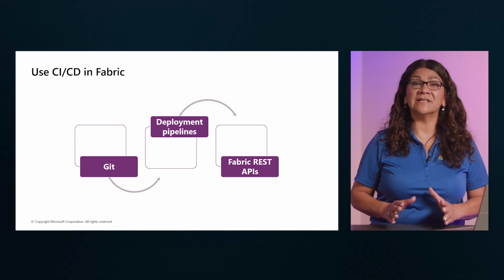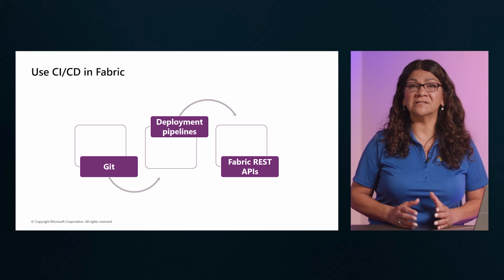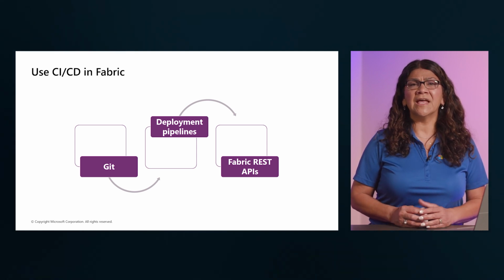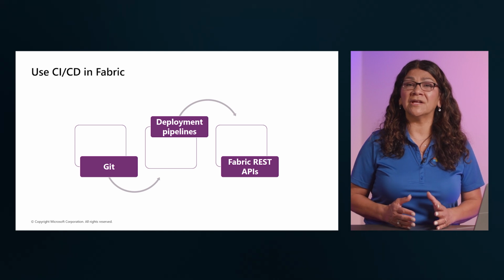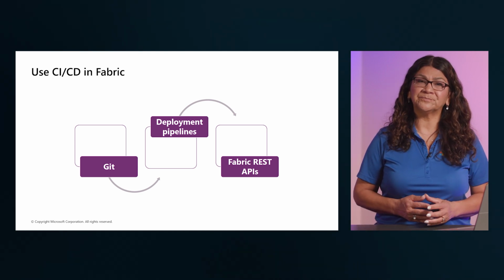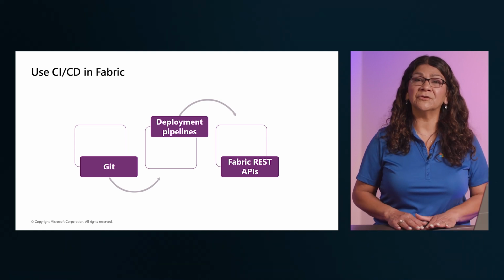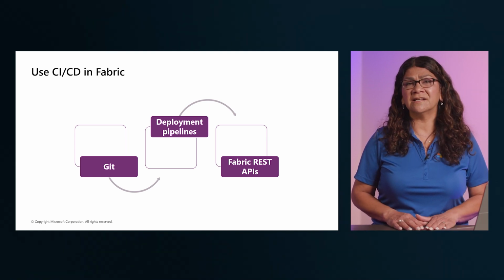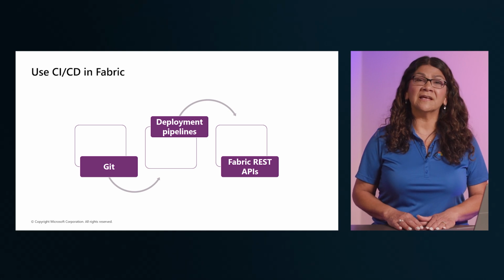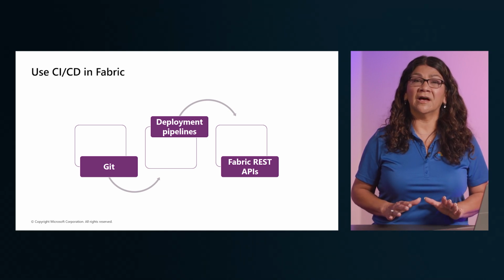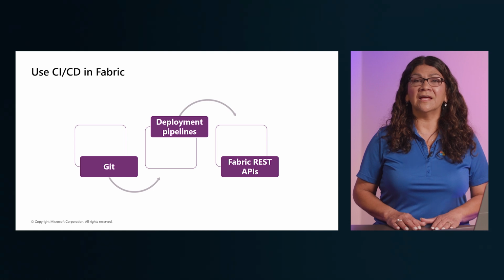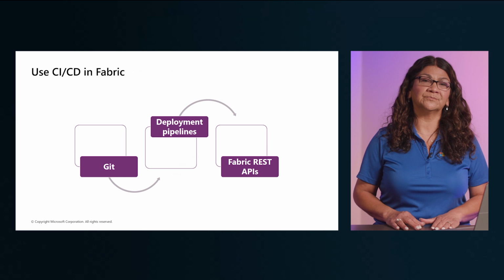Git lets your team collaborate using branches and provides version control. It helps you manage incremental code changes and see code history. Deployment pipelines let you promote code changes to different environments like development, test, and production. Lastly, Fabric REST APIs enable automation and let you programmatically manage the CI/CD processes.